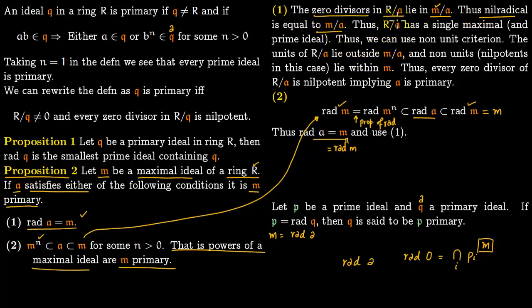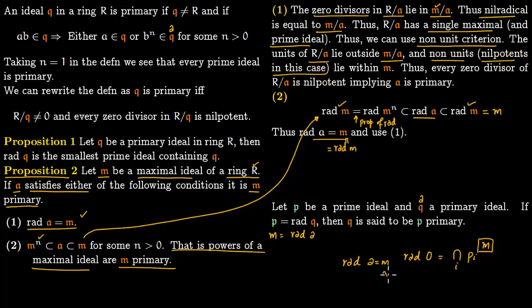Thus R modulo A has a single maximal ideal, and maximal ideals are prime. So single maximal and a prime ideal. Therefore we can use a non-unit criterion. The non-unit criterion for maximal ideals is that if you are a unit, you lie outside the maximal ideal. If you're a non-unit, you lie within the maximal ideal. So the units of R modulo A lie outside the maximal ideal, and the non-units are precisely the nilpotents, because M is equal to radical of A.